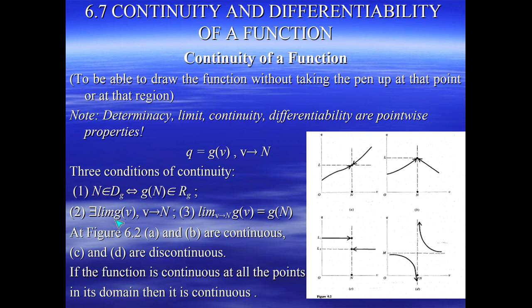You see, this is the first condition. The second condition is that there should be the limit of this function when v goes to n. The limit from the right and the limit from the left should exist and should be equal to each other in order that the limit of g of v exists when v goes to n. And the third condition, which summarizes all of them, is that this limit of g of v when v goes to n should be equal to g of n, meaning that the limit of this function at that point should exist and should be equal to the value of the function at that point. You see?